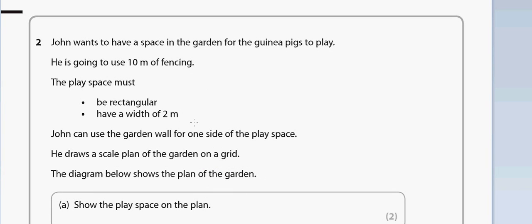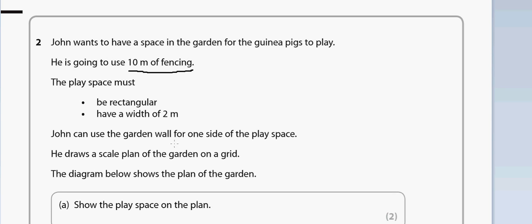Okay, so we come to question 2. John wants to have space in the garden for the guinea pigs to play. He's going to use 10 metres of fencing. The play space must be rectangular and have a width of 2 metres.